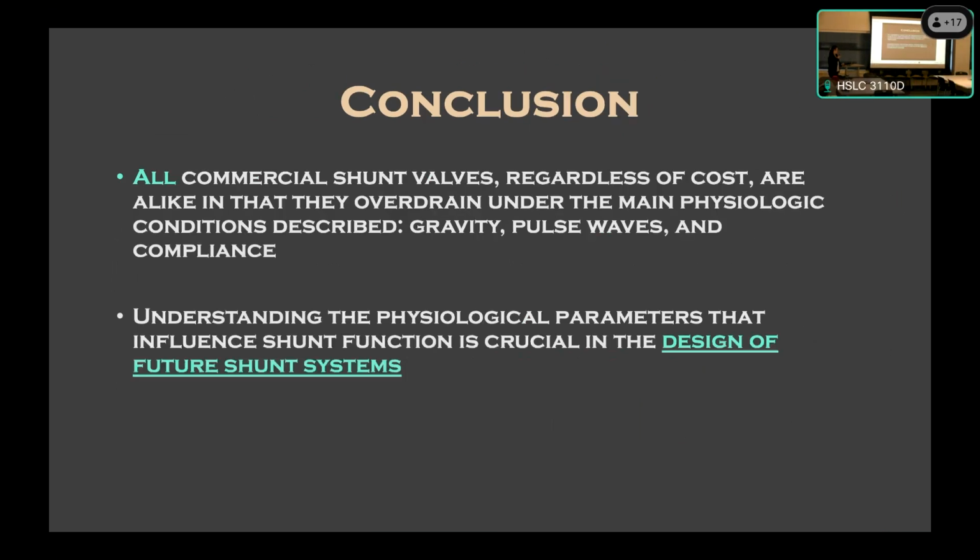All commercial valves, regardless of the cost, overdrain because they do not take into consideration gravity, pulsations, or compliance. Why is this important? Because to design a future shunt system, the valve should be able to detect the orientation of the patient, the brain compliance, and the instantaneous intracranial pressures.